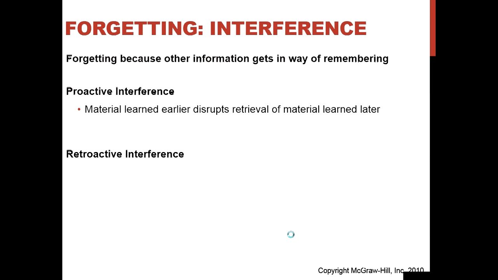We could have proactive interference, okay, where the material learned earlier disrupts retrieval of material that is learned later. Okay? So essentially what happens is maybe I teach you something. I teach you a certain way in order to easily remember a list of words. So this is the best method to take. You should always do this. I guarantee that you will learn all 20 of these words and you won't have any problems.